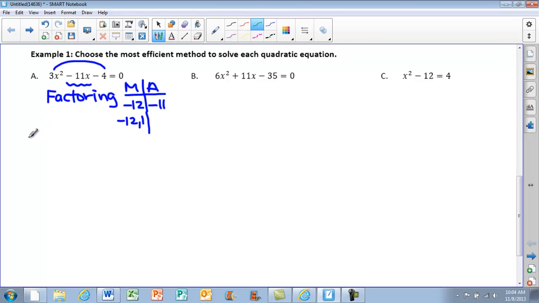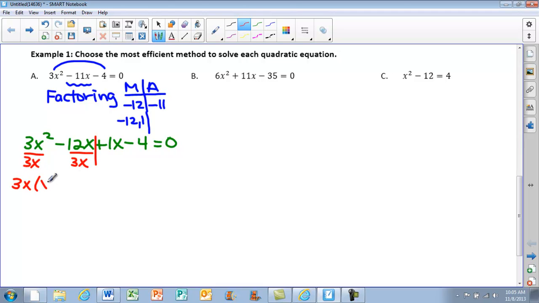So we continue with our AC method. So we have 3x squared, write down your factors, so minus 12x plus 1x, and write down your last term, minus 4 equals 0. Then we can continue with our AC method. For my first two terms, I can pull out a GCF of 3x. When I do that, I'm left with x minus 4 in my parentheses.